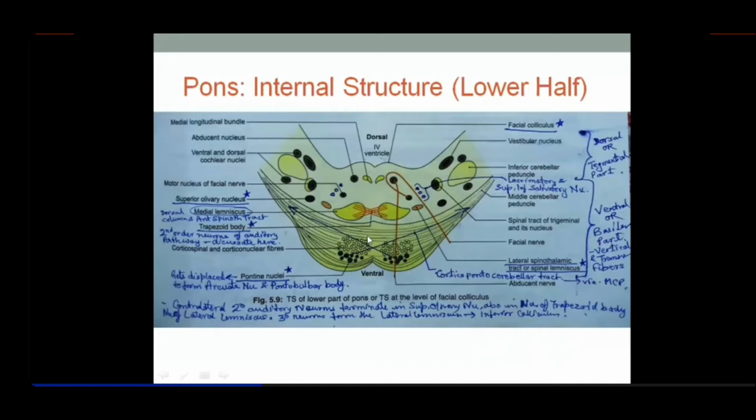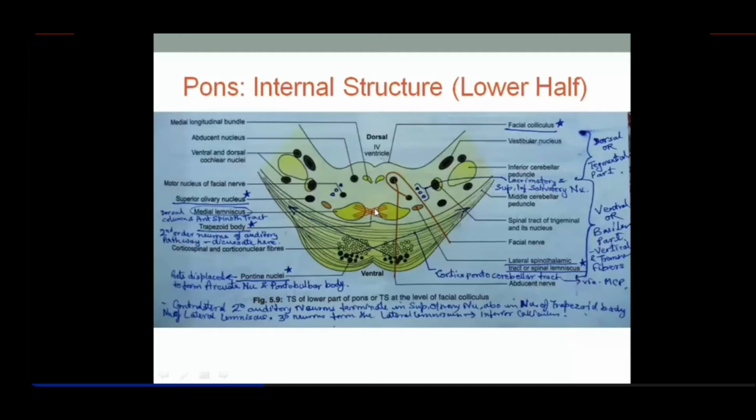Then the transverse fibers are done, the vertical fibers are done. So we are done. Now remember that this will be the same in the upper section of the pons as well. Now we'll talk about the tegmental portion of the pons. The tegmental portion is an extension of the medulla above into the pons.